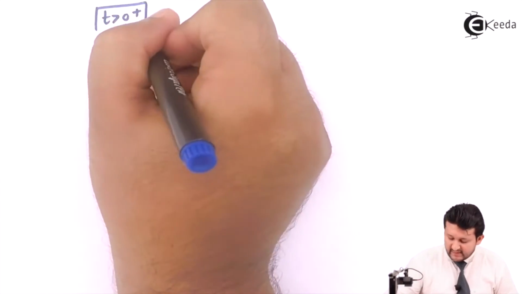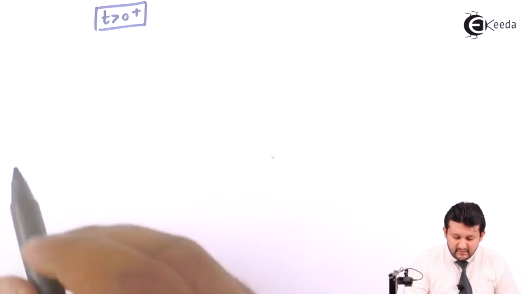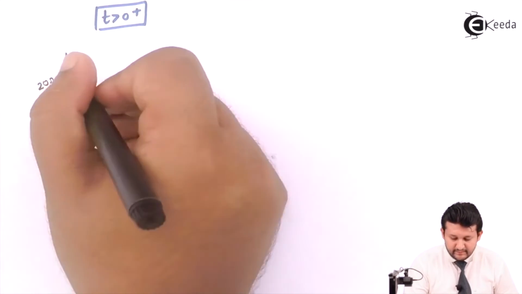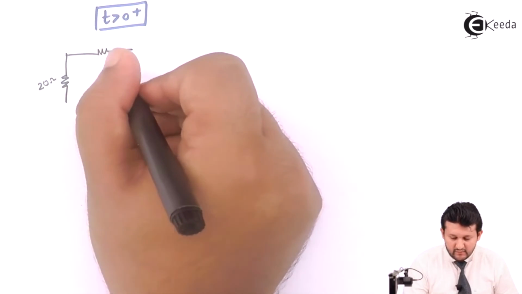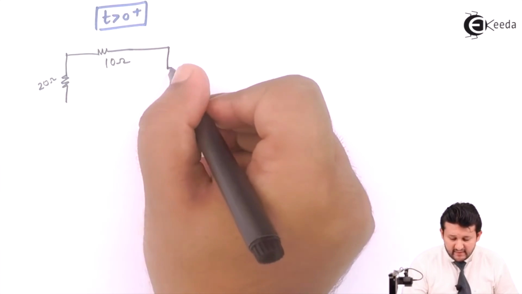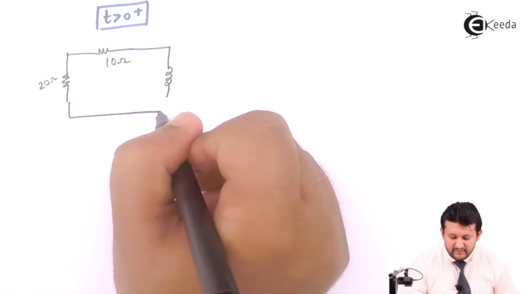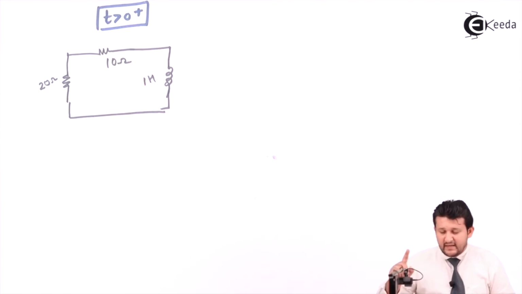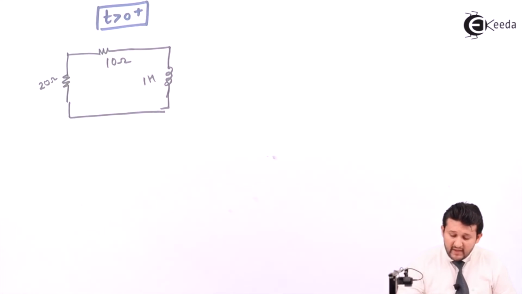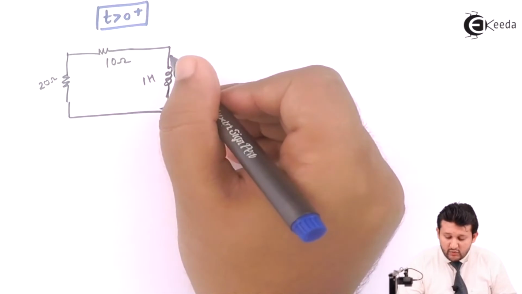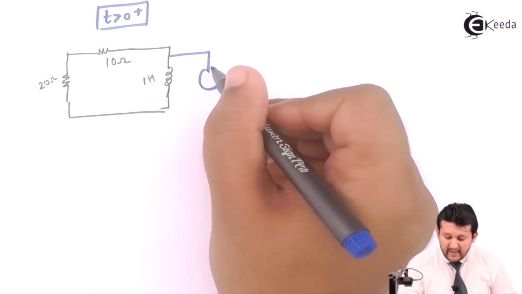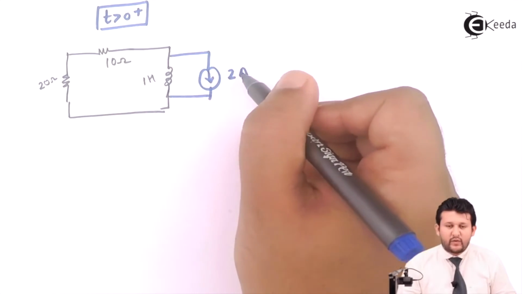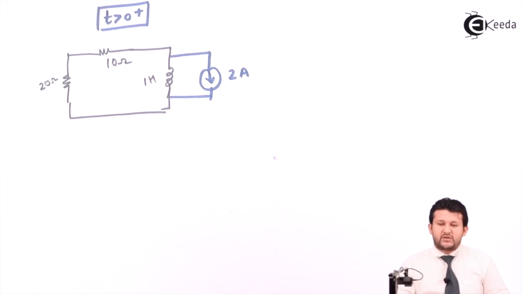At t greater than 0 plus condition, your circuit will be as follows. You have 20 ohms, you have 10 ohms, and you have an inductor, because you cannot remove it. But since your inductor was in steady state at t equal to 0 minus, at t greater than 0 plus, you draw a current source parallel to the inductor having the value which you achieved earlier. So that is something different which you get.